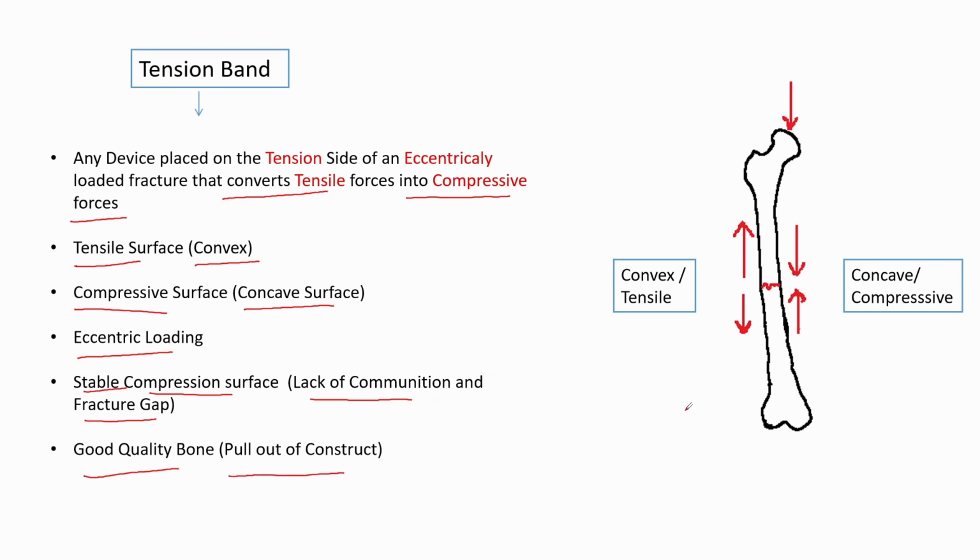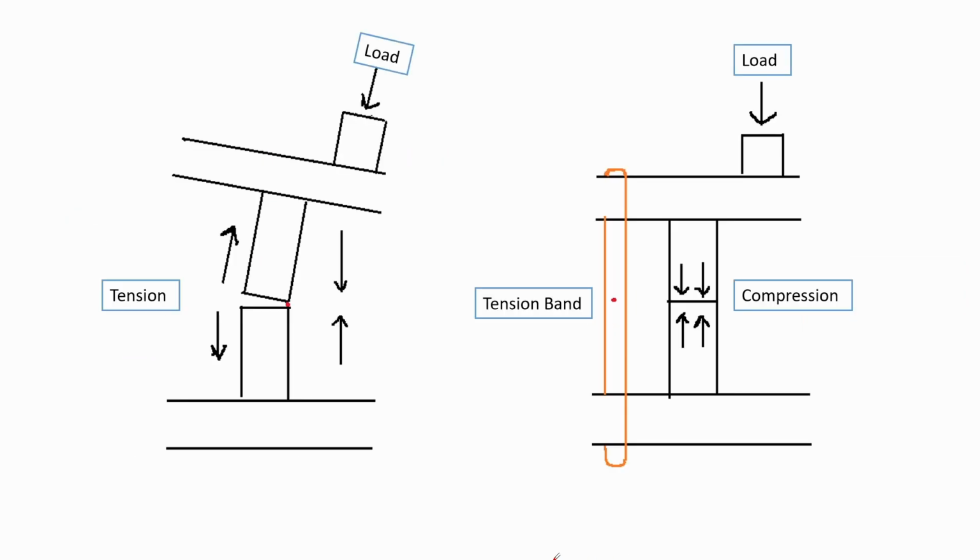construct. An example of a bone where tension band principle can be applied is the femur, where the anterolateral surface is the tensile surface and the medial surface is the compressive surface. The most important question that is asked in tension band principle is how does a tension band convert tensile forces into compressive forces? So this is explained with the help of an I-beam diagram.